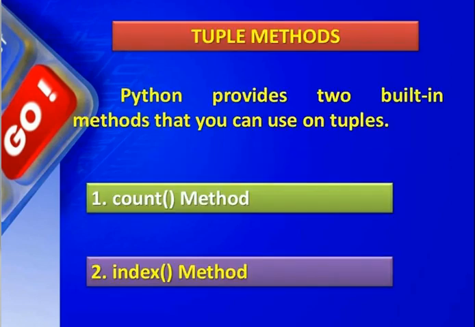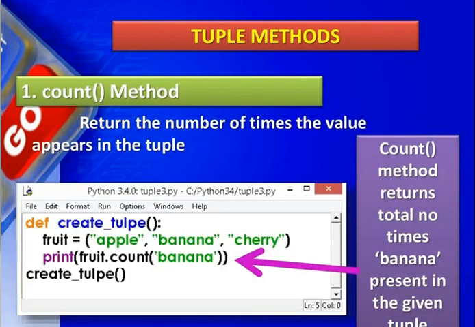What are the different tuple methods? Python provides two built-in methods that we can use on tuples. One is called the count method and the other is called the index method. The count method returns the number of times a value appears in the tuple. Let's say we had the tuple called fruit: apple, banana, and cherry, and we count the number of times banana appears. The count method returns the total number of times banana is present in the given tuple.